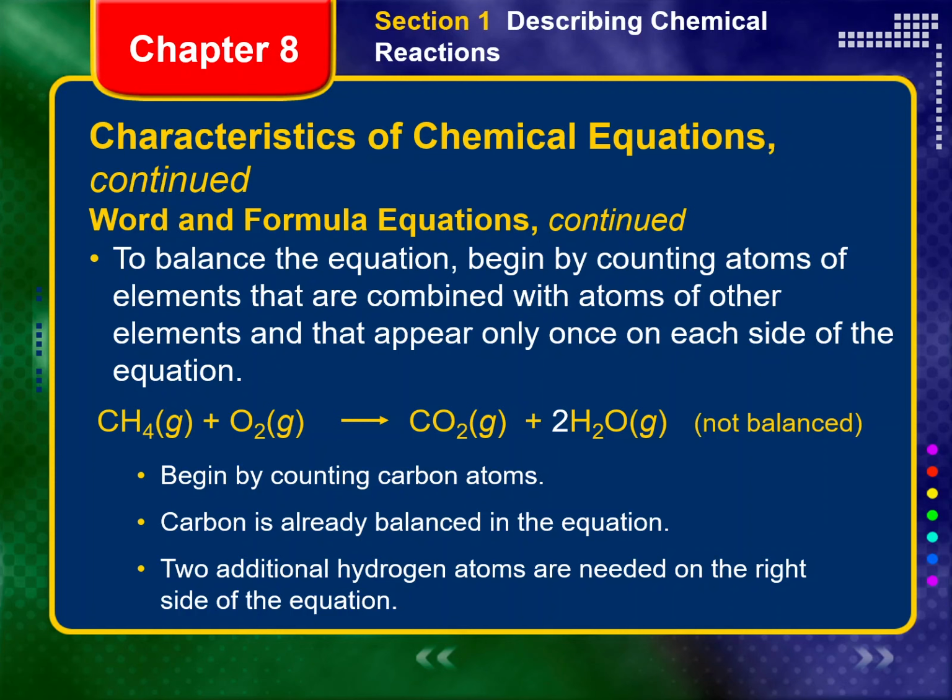A coefficient multiplies the number of atoms of each element indicated in a chemical formula. Thus, 2H2O represents 4 hydrogen atoms and 2 oxygen atoms.